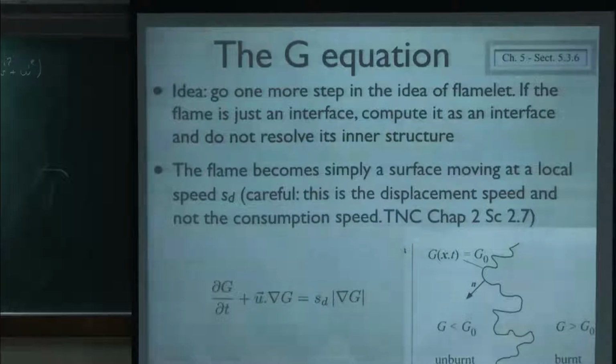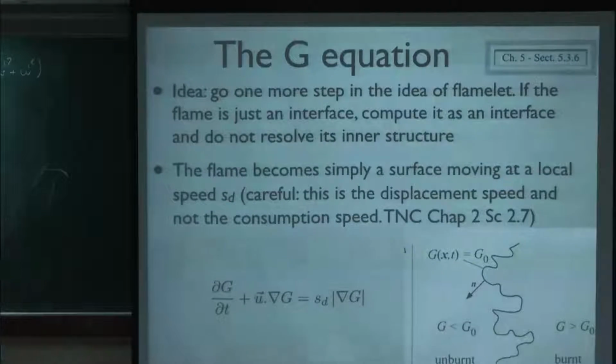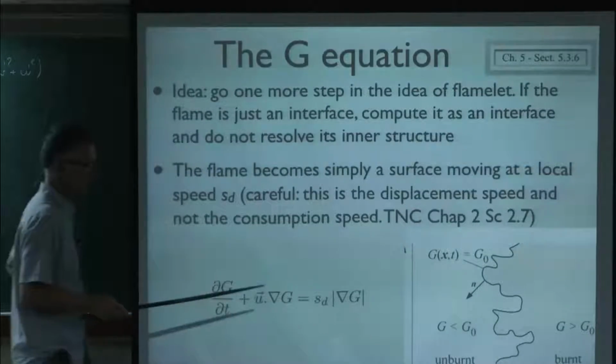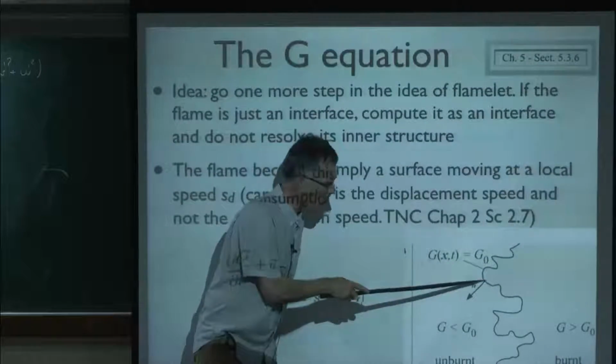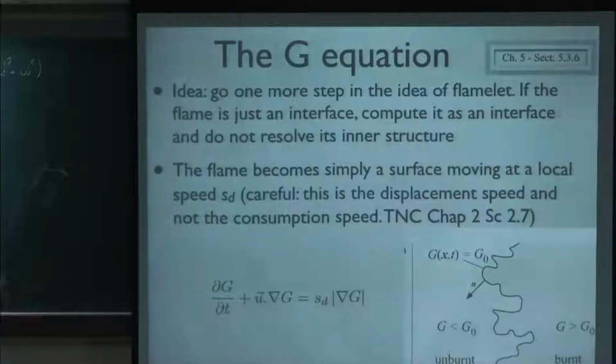Okay, one more jump now in flame surface density models. That's the G equation model. The G equation model is a model where you say, since the flame is thin, let's make it zero thickness. That's it. Let's say it's an interface. And we are not going to try to resolve what's going on. We just say it's an interface, and we propagate it like an interface.